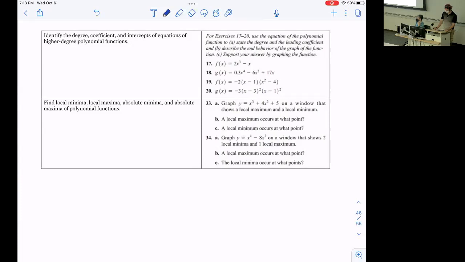A higher degree? Yeah. Usually it's going to be something greater than x squared. Okay. So x cubed, x to the fourth. We don't use those as often. Definitely x to the fourth and above. Okay.